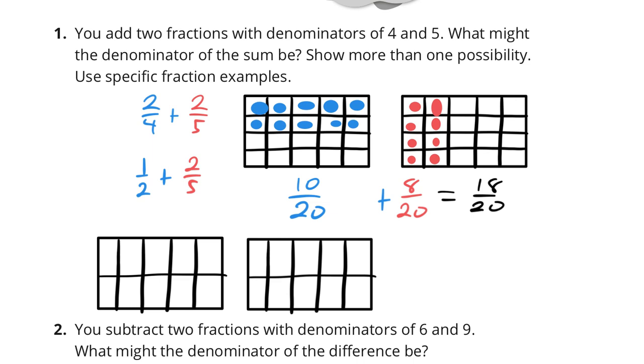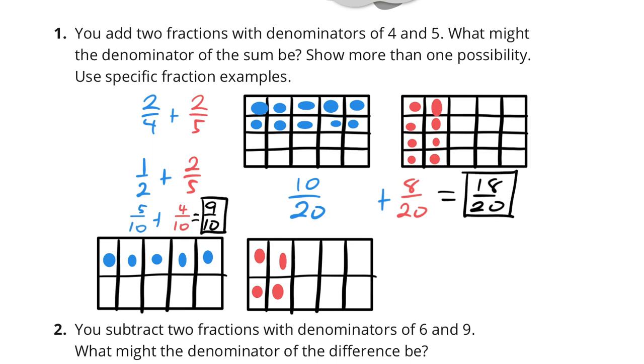We're just going to fill half with blue circles, and then we're going to fill 2/5 with red circles, and then we're going to add them together, right? Except this time, now this looks like we've got 5/10 plus 4/10. And so in total, we have 9/10. So there's 2 different ways of solving this with 2 different denominators.